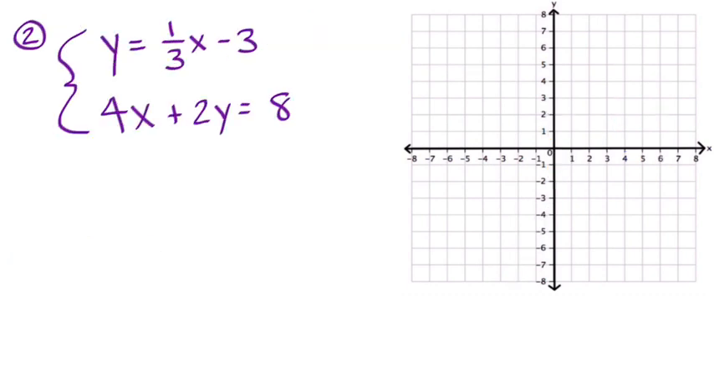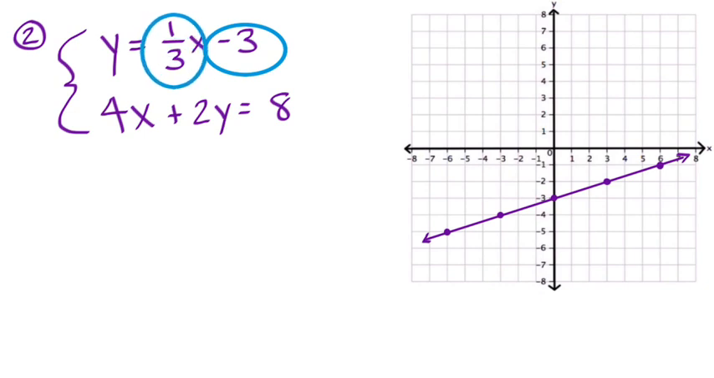Let's try it again. If I have these two equations, how would I choose to graph? Well, the first equation, I'm going to use y equals mx plus b. That's just a given, right? -3 is my y-intercept. My slope is 1/3. And I'm done there, right?